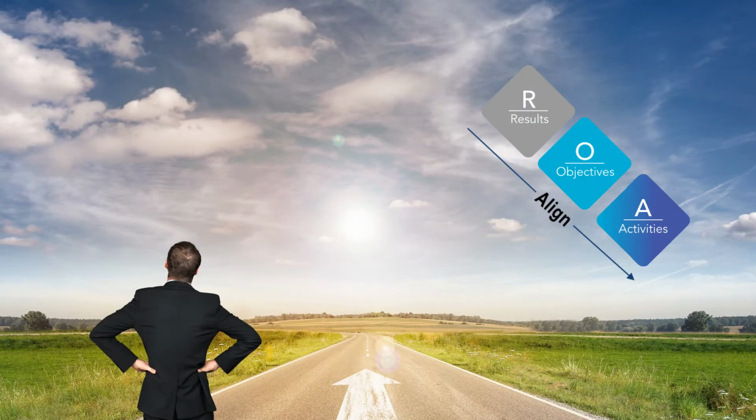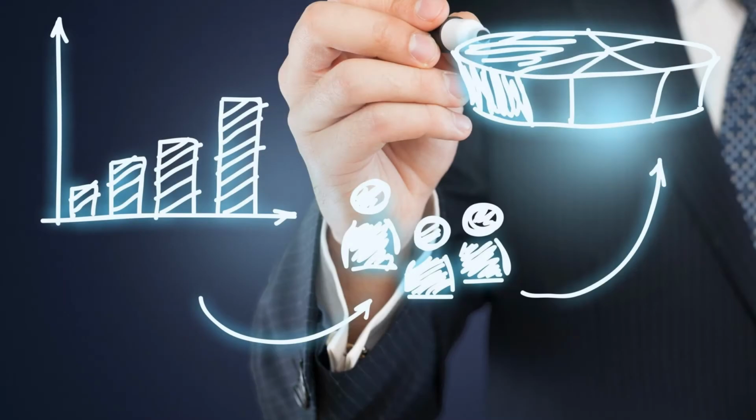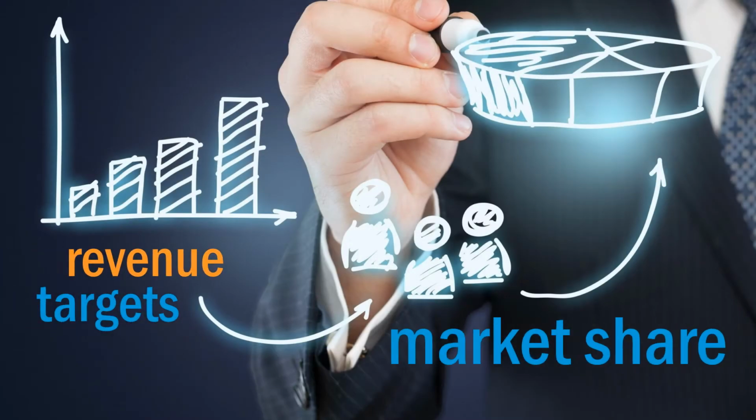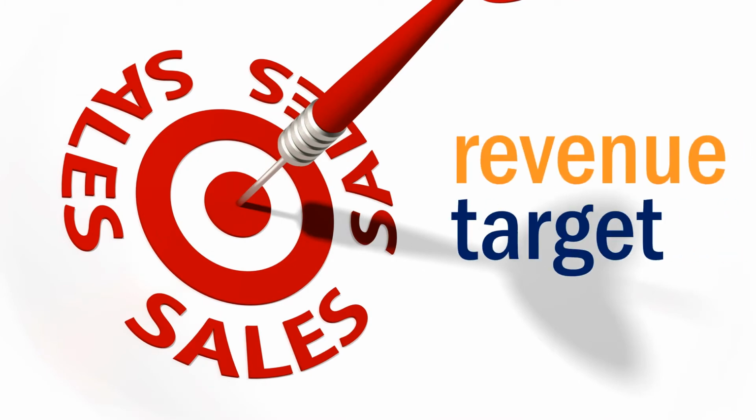So, back to sales. Results are what you want to achieve, your destination. Everyone at every level of the organization has some result they're trying to achieve. CEOs have revenue targets and market share results. As a sales professional, your result is most likely your quota, budget, or sales target. It's this result, your revenue target, that your sales manager uses when applying the Sales Management Code.